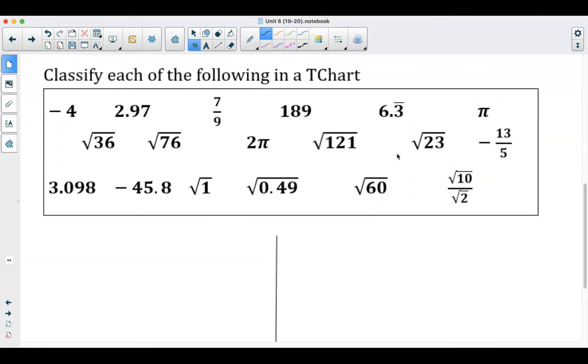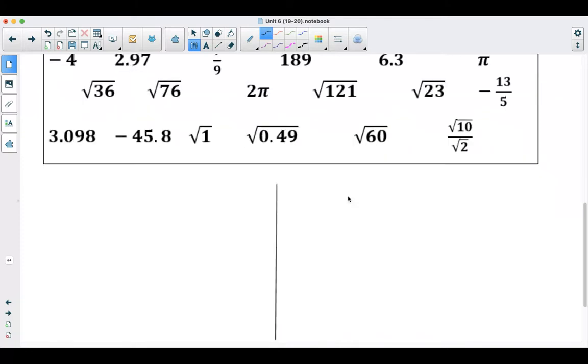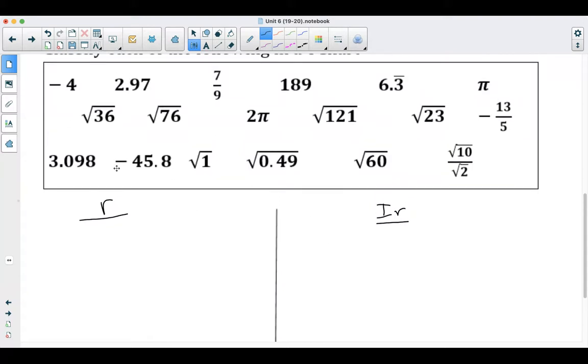So classify each of the following in a T-chart. What that means is that you're going to have two sections here. You're going to have rational and you're going to have irrational. It's going to be very similar to your practice later. What you want to do is find the numbers in here and classify them. Are they rational or irrational? Remember, rational numbers can be written as a fraction. Irrational numbers do not end and do not repeat. They go on forever. Okay, so let's do a couple examples here. Then we'll let you pause the video, come back, and check out and do what you're supposed to do.